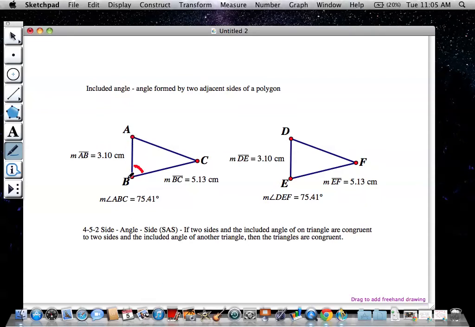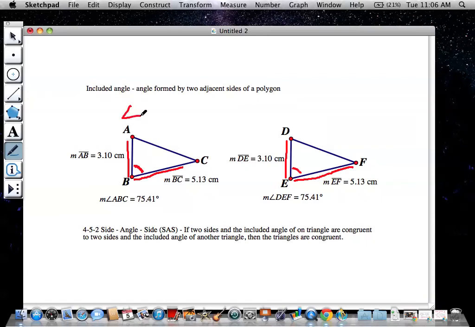It's the included angle because it's in between AB and BC. It's in between those two, so therefore it is the included angle here. I also have that same angle here. Angle E is included in DE and EF. Now, the side angle side postulate says if two sides and the included angle, so the angle in between those two sides, are congruent to two sides and the included angle of another triangle, then the triangles are congruent.